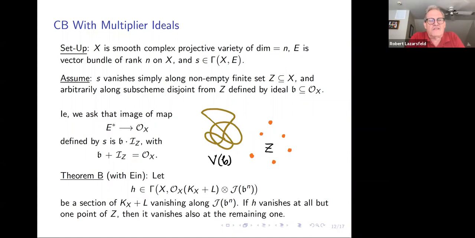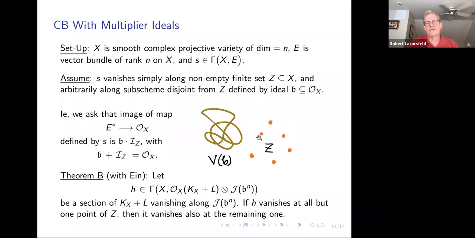Let me now, what should be the setup of Cayley-Bacharach with multiplier ideals? Okay, so again, we have some n-dimensional variety, a rank n vector bundle E, and a section of E. And I want to assume, again, the zero locus of the section should have a finite part and a random part. So I want to assume that the section vanishes simply along a non-empty finite set. And again, the simply isn't important, but I just don't want to worry about residuation. And then it vanishes elsewhere in a completely arbitrary manner. So it vanishes arbitrarily along some subscheme defined by some ideal sheaf B.